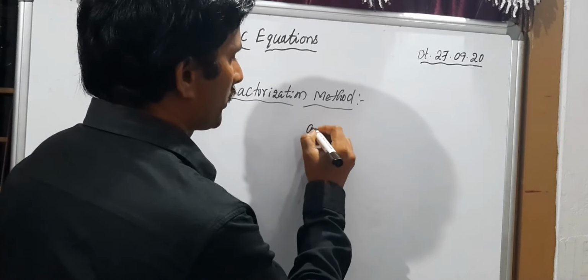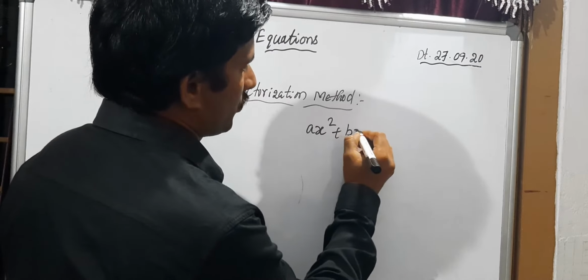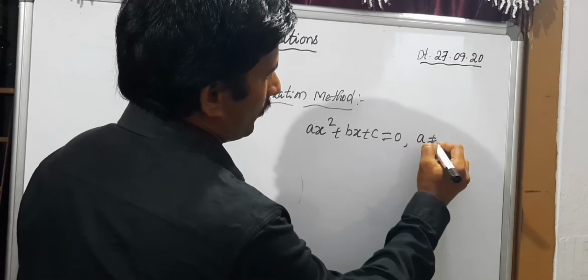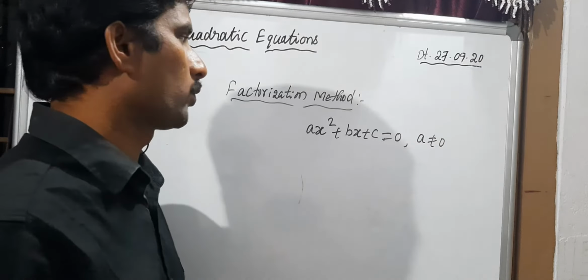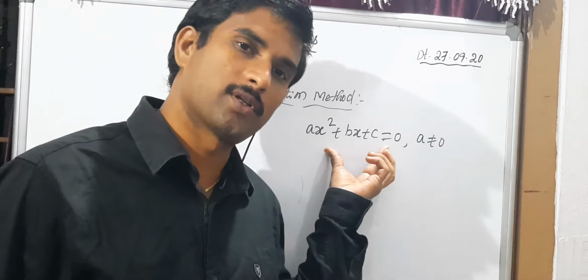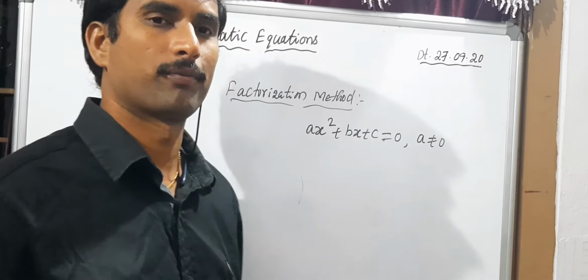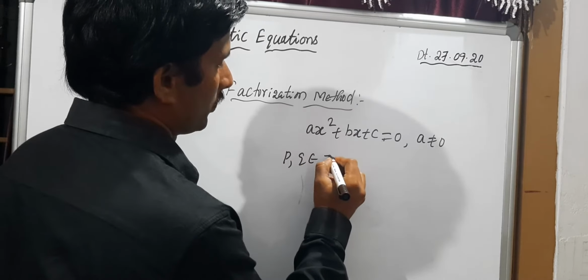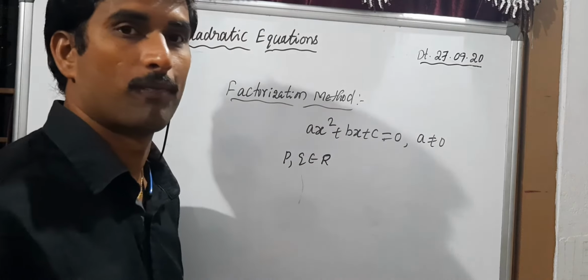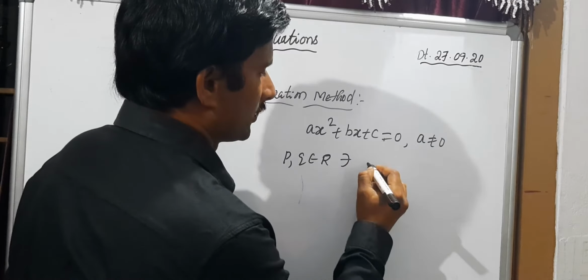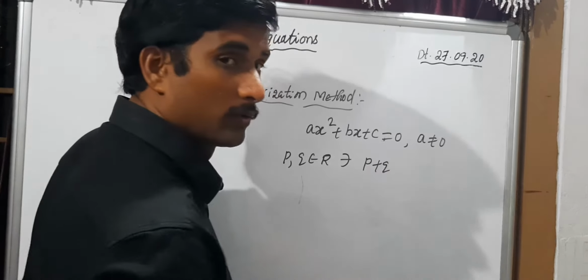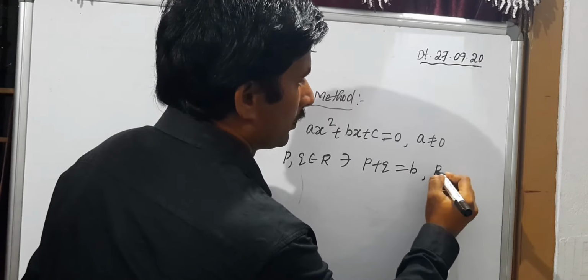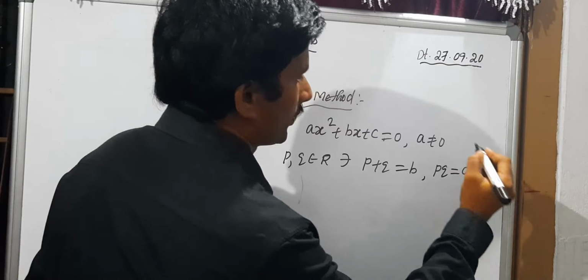the roots of a quadratic equation ax square plus bx plus c equal to 0, where a not equal to 0. To find out the roots of this quadratic equation by the method of factorization, there exist two real numbers p comma q such that the sum of p comma q is equal to b and p into q equal to ac.